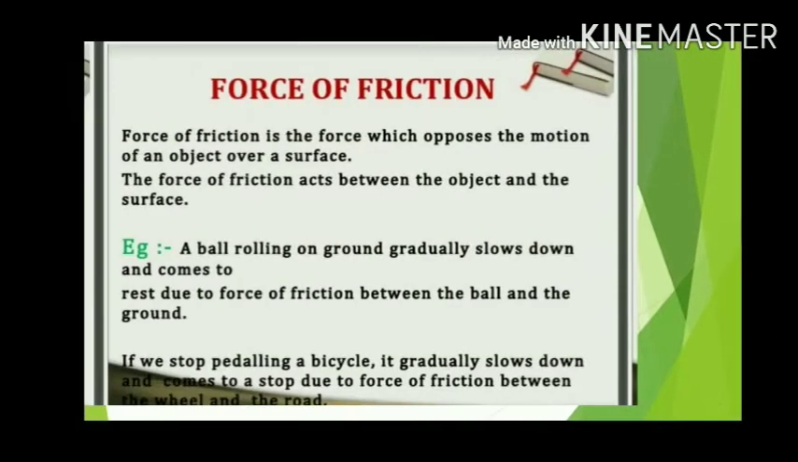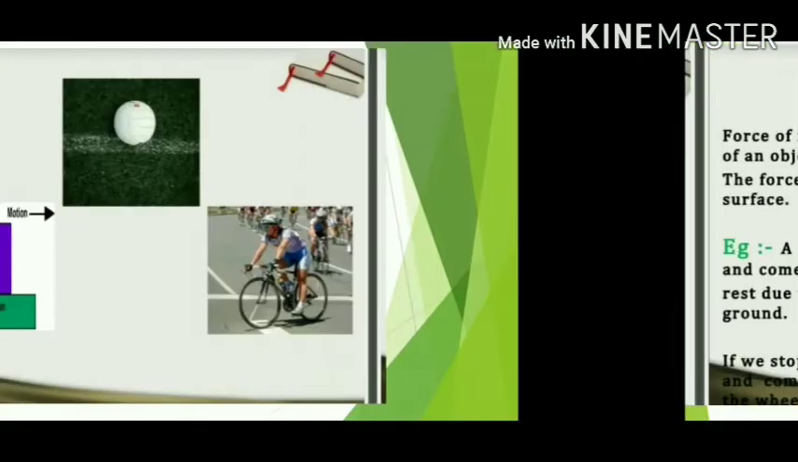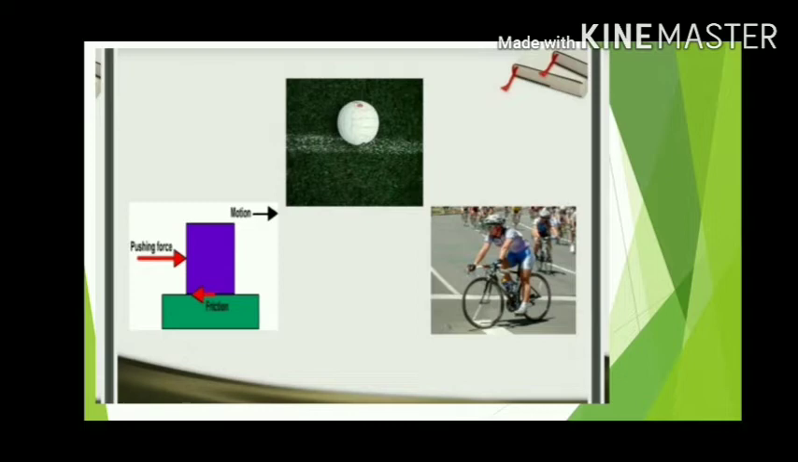Now, first of all, we should know what is meant by a force of friction. Simply, a force of friction is a force which opposes the motion of an object over a surface. Suppose any two surfaces. For example, if you see a ball rolling gradually on the floor, gradually the speed decreases and it stops somewhere.